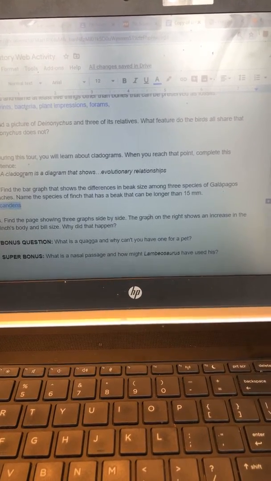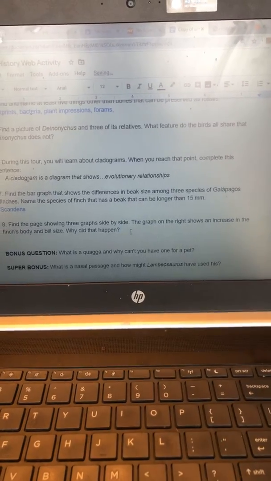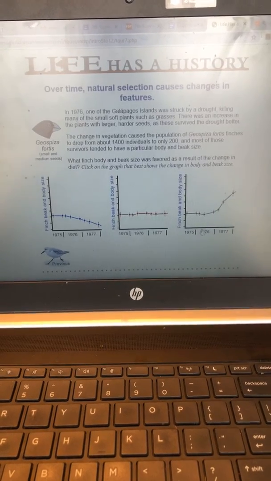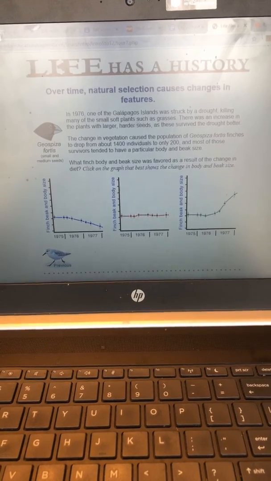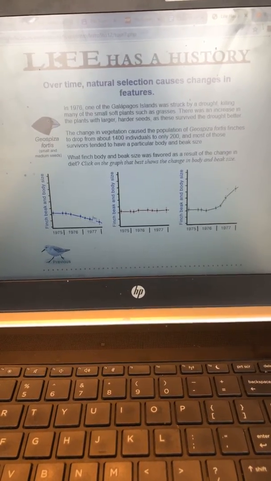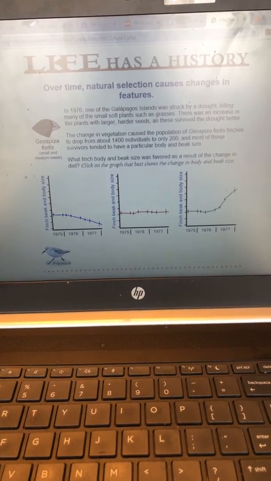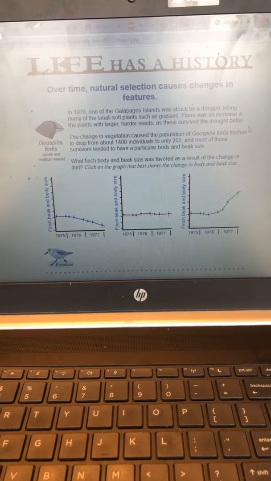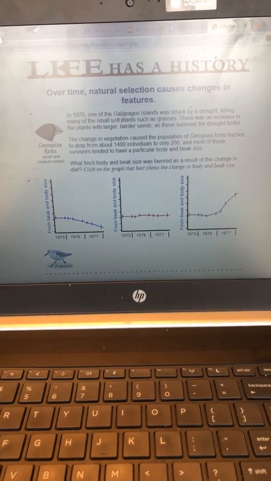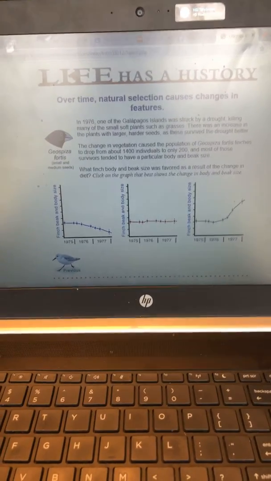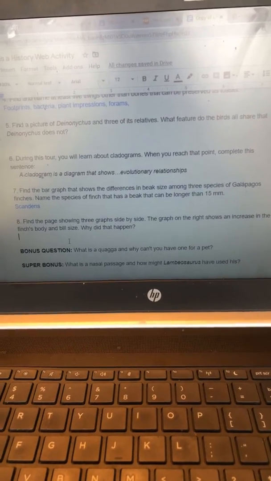Find the page. The graph on the right shows an increase in finch's body and bill size. Why did this happen? So why, looking back, why did these thrive? What happened? There was a drought that killed the small seeds. Therefore, the animals with small bills decreased, but animals that could reach and eat larger, harder seeds, because this was an increase, survived the drought. So that's what you need to put. There was a drought killing small seeds, so animals that could eat larger seeds survived the drought. Put that there. Press pause to answer.